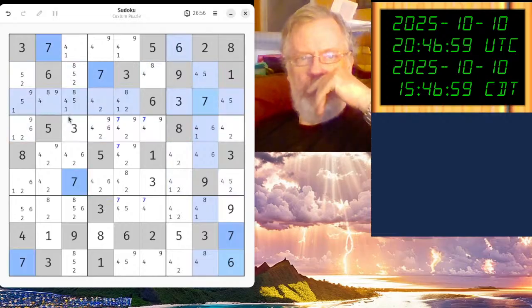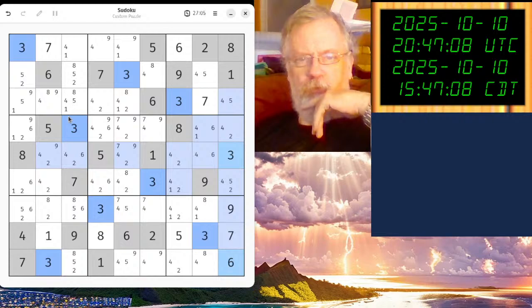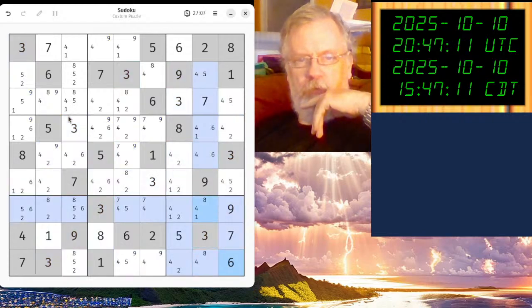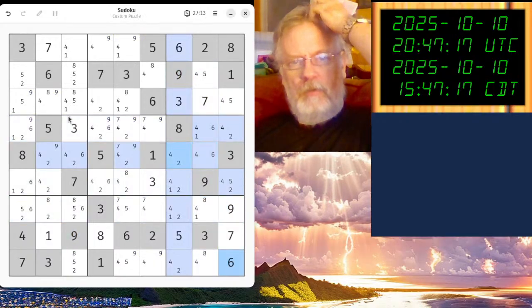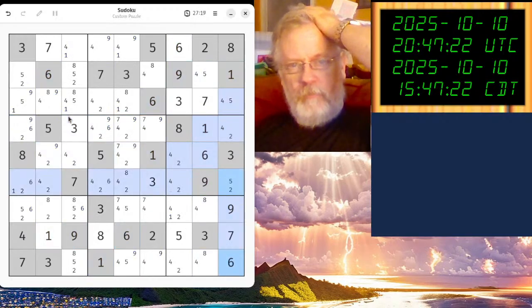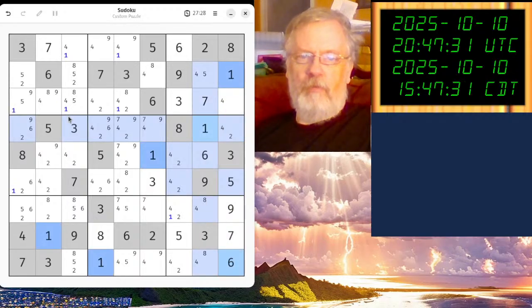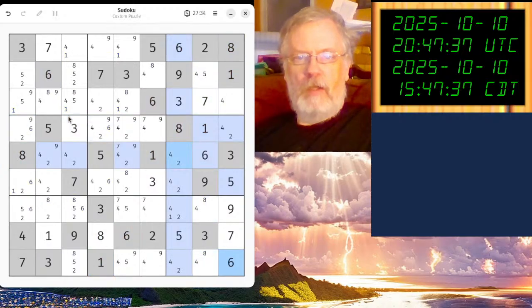Four, 5. Four, 5, 4, 2, 4, 5, 2, 4, 8, 1, 4, 8, 1, 4, 6, 4, 6. 4, 2, and 4, 2 makes this a 6, this a 1, or this one a 5. What am I missing here? One of these doesn't have everything. We get a 1, 2, 3, 4, 5, 6, 7. So I'm going to go with this being a 7 for now.